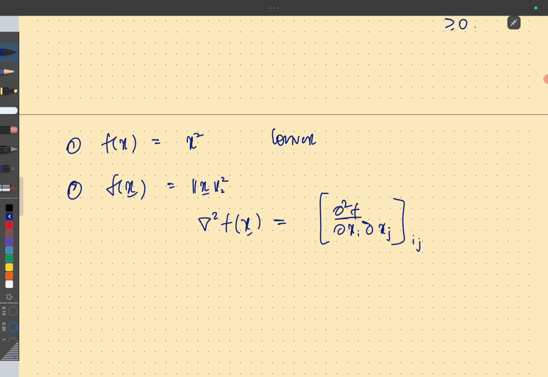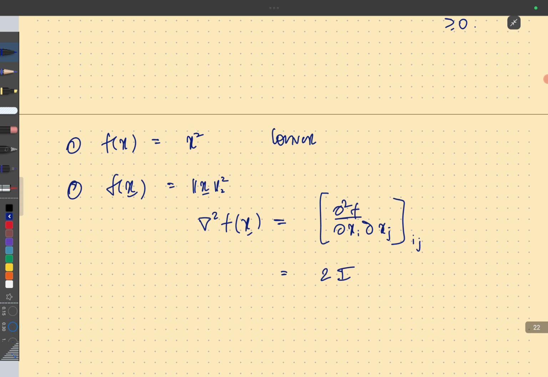It's equal to 0, because ∂f/∂xj would be 2 times xj. And now if you take again the partial derivative with respect to xi, if i is not equal to j, then this is equal to 0. If i equals j, then it's equal to 2. So what is the Hessian equal to? It's equal to 2 times the identity.